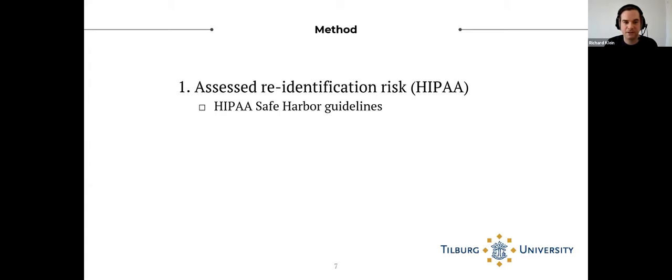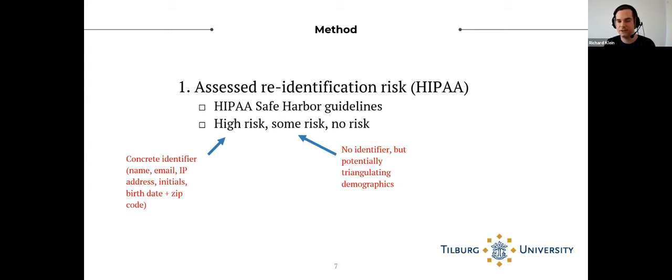So how do we go about assessing re-identification risk? We looked to the HIPAA Safe Harbor guidelines as a starting point here. And we tried to classify each data set into three different categories. So HIPAA has some specific variables that need to be removed in order for a data set to be considered anonymous. For that, we're looking at concrete things like name, email, IP address, initials, birth date, and zip code. There's a larger list, but for us, these are the most relevant. And we categorize those as high risk.